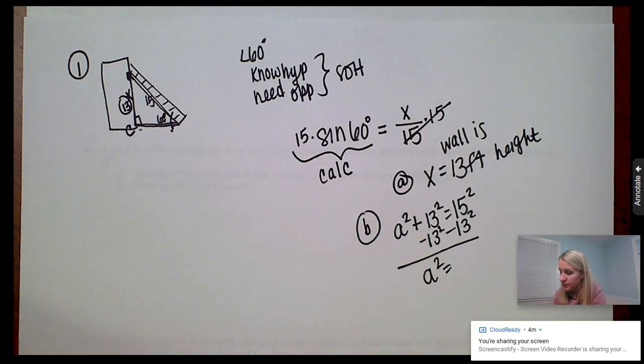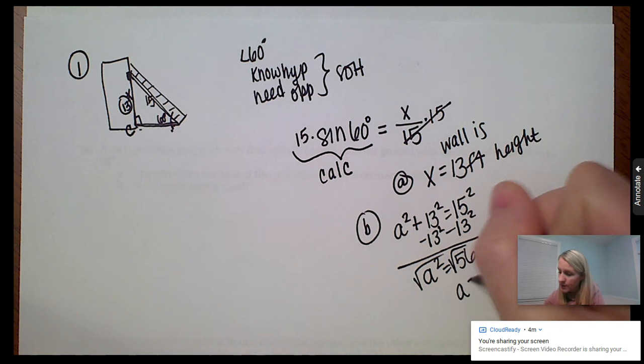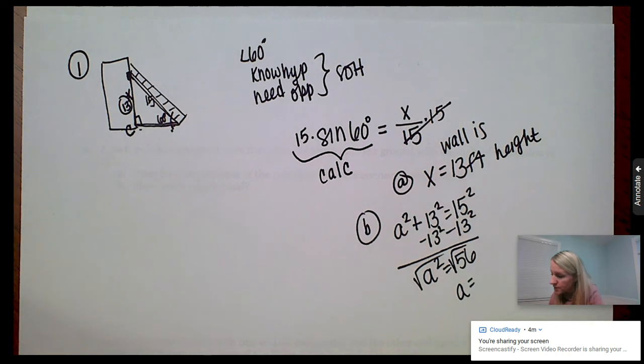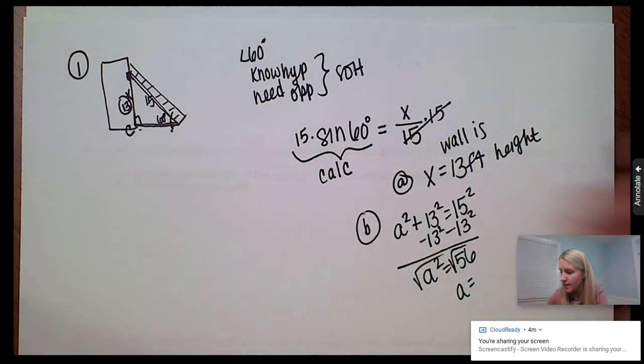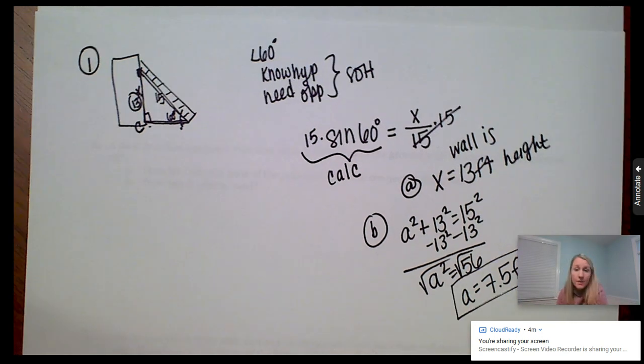Once again, I have no clue how much that is. So 15 squared minus 13 squared comes out to be 56. And I'm going to take the square root of that. So the square root of 56 is 7.5, we'll say. So it's 7.5 feet from the base. And then I would be done with my problem.